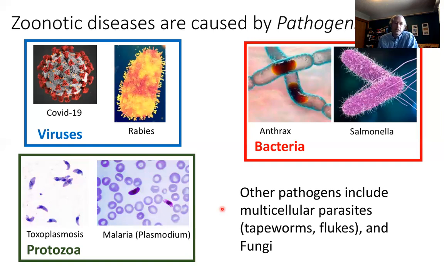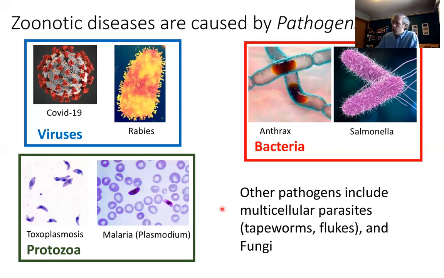One of the things that's critical to notice here is that these are zoonotic diseases caused by pathogens. So we might think that zoonotic disease is just any way that an animal and a human can negatively interact with each other, but that's not quite true. A dog bite, for example, is not a zoonotic disease. That's just an injury.